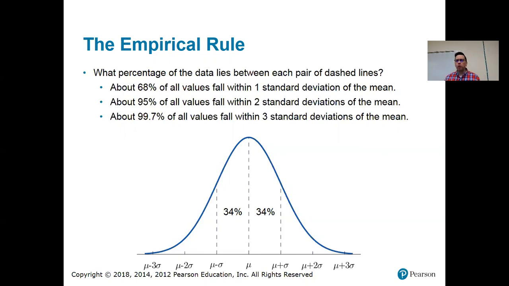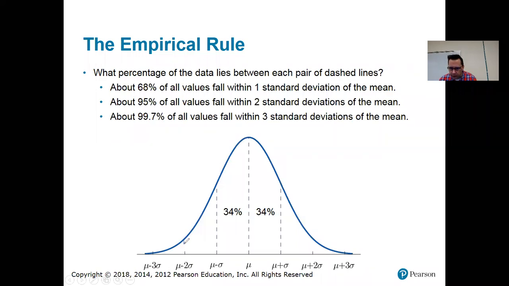Now let's go to 95% of all values fall within 2 standard deviations. I just noticed there are no dashed lines over here. They're supposed to be. Would it be too much trouble to throw one in there? Let me just grab this. Okay, put a little dashed line right there. At least this way, if you can't see my mouse pointer, you know where I'm looking.